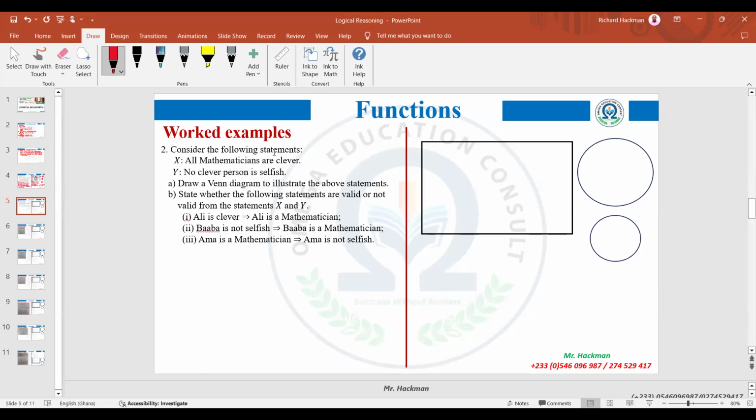Consider the following statements. So this time around, you have two statements. All mathematicians are clever, so you can see that keyword there, and you underline. If you come to the second one, no clever, you underline. You read everything, but you are asked to draw a Venn diagram.